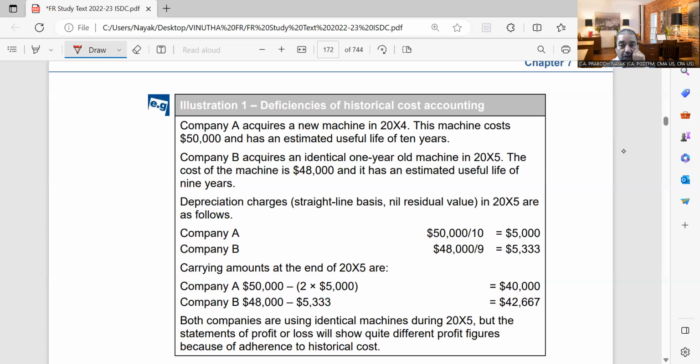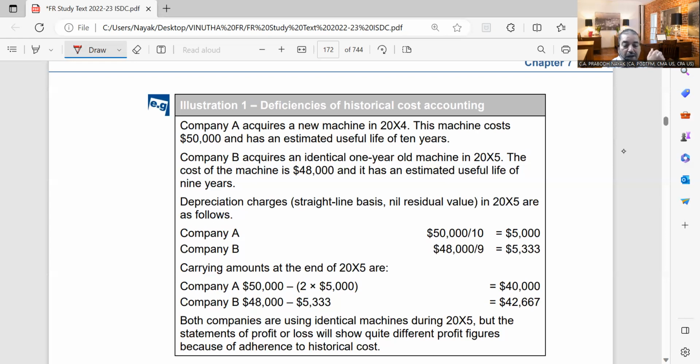But the real fact is, company B has actually purchased a lower cost machine, or the price of the machine was lower when the company purchased. But in spite of that, the depreciation is higher. So this is a paradox. It's a contradictory statement that in spite of having a lower value, I'm having higher depreciation. So that is one of the limitations of your historical cost.